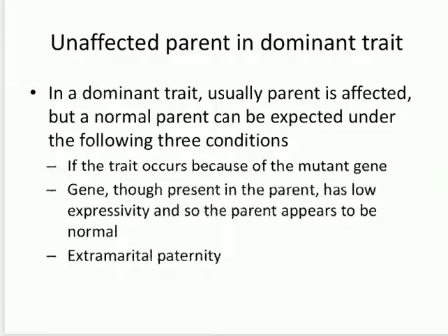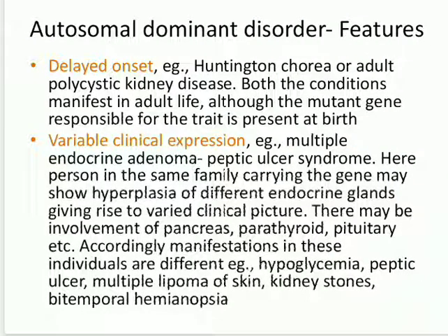The second reason is, if the gene is present in the parent but it is not expressing in the parent, then the parent seems to be normal but they are having the abnormal gene. And the third reason is extramarital paternity. The two important features of autosomal dominant disorders are delayed onset and variable clinical expression. Delayed onset, what is that meaning? So the mutant gene is present at birth but the clinical manifestations are seen in the adult life. Example, adult polycystic kidney disease.